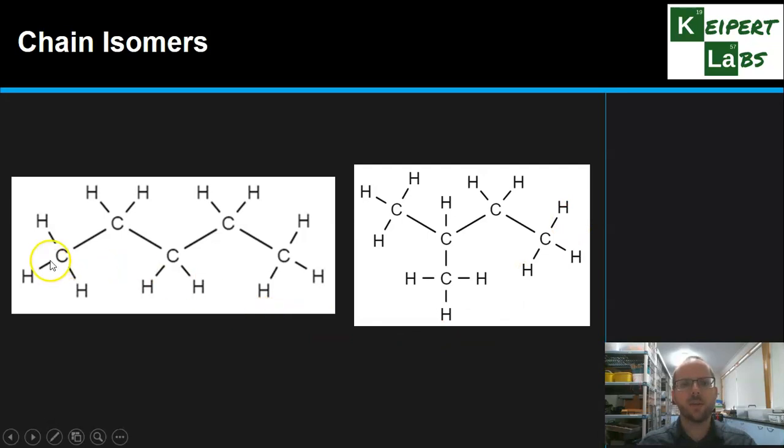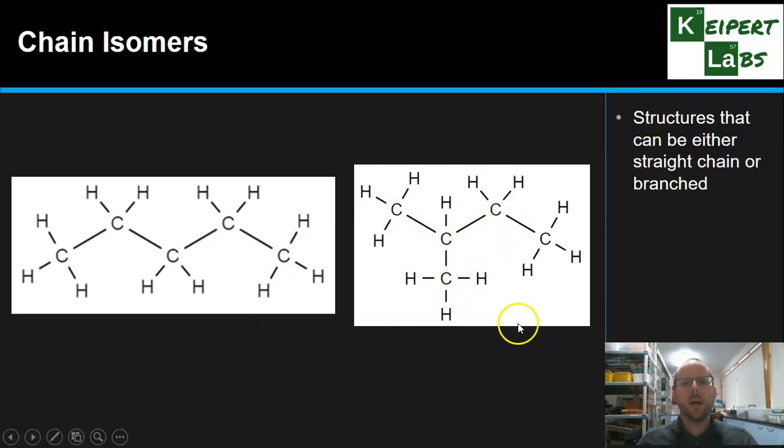So chain isomers, we can see here these 2 particular compounds are called chain isomers. We know that hydrocarbons tend to exist in these chains of carbon atoms with hydrogens attached. But we can take the same combinations of carbon and hydrogens and connect them in a different way so that we have branches at different points. So here we're talking about chain isomers being structures that can either be straight chain, like the one on the left, or branched, like the one on the right.